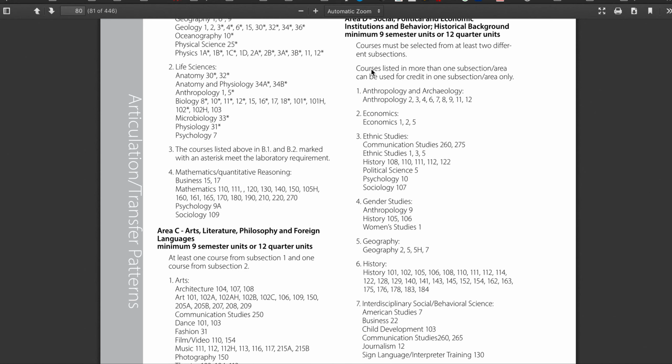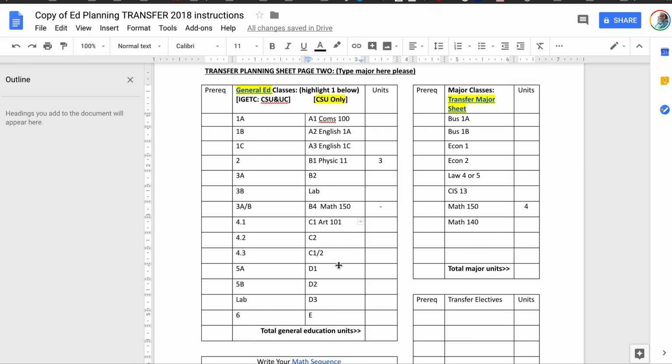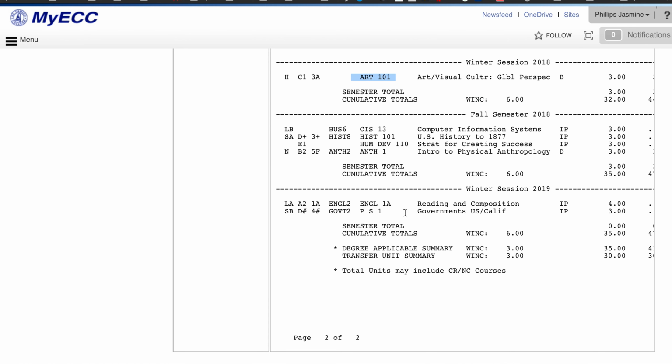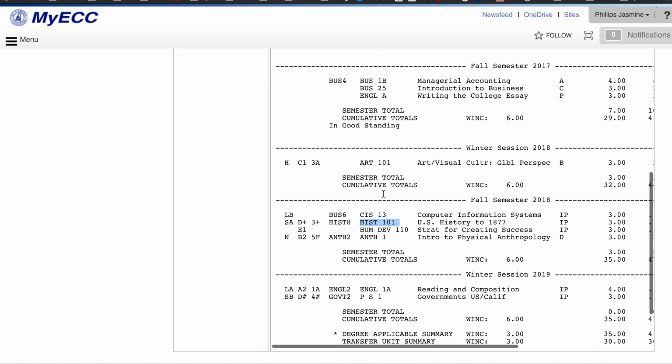Your econ classes count in area D because you need 9 semester units, 3 classes. So econ 1 and 2 count. So you would write down, type econ 1 and don't count the units there because you already count them over in your major units. And then the D3, it looks like you were taking political science 1. And then, so you could count your history 101 here. So let's take a look at that again. You had political science 1, so that counts. You have history 101, so that counts as well.